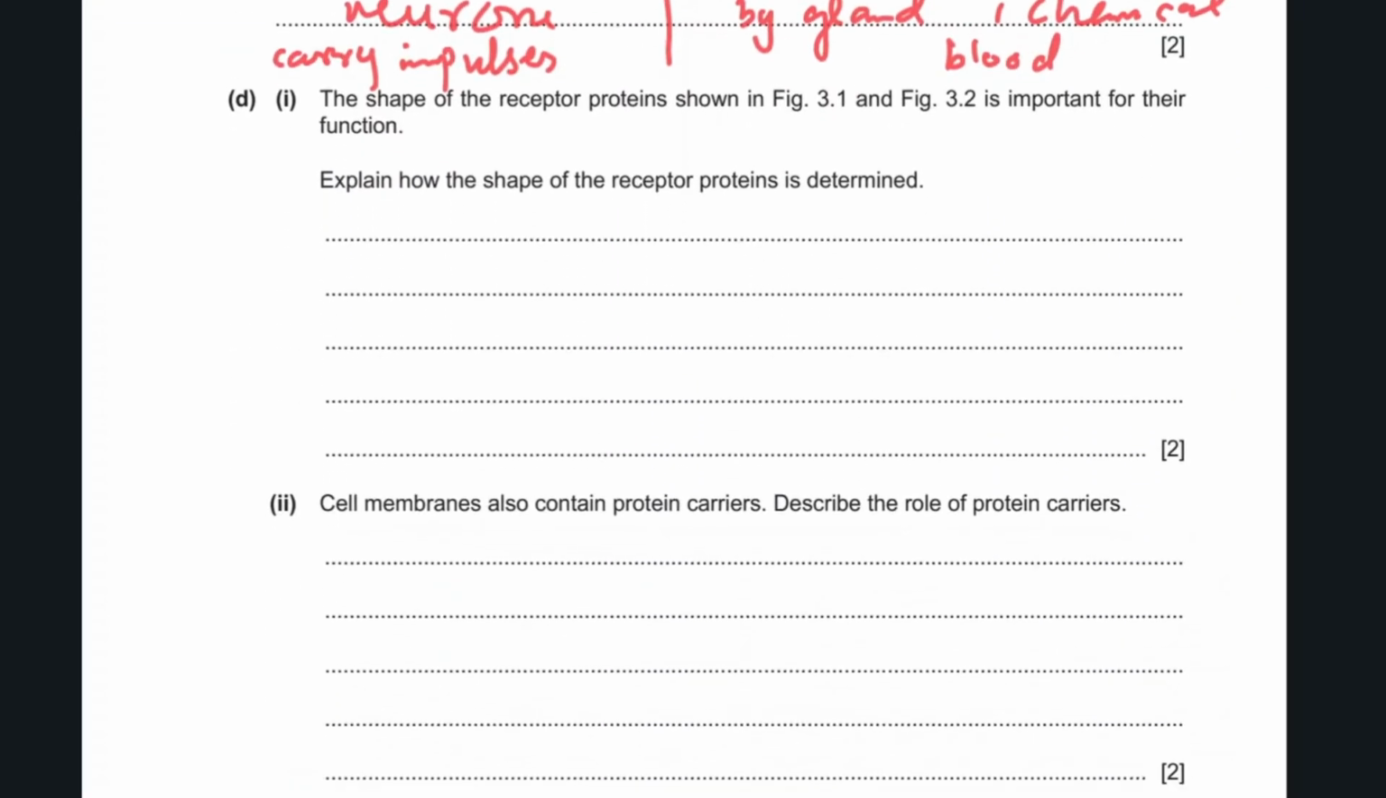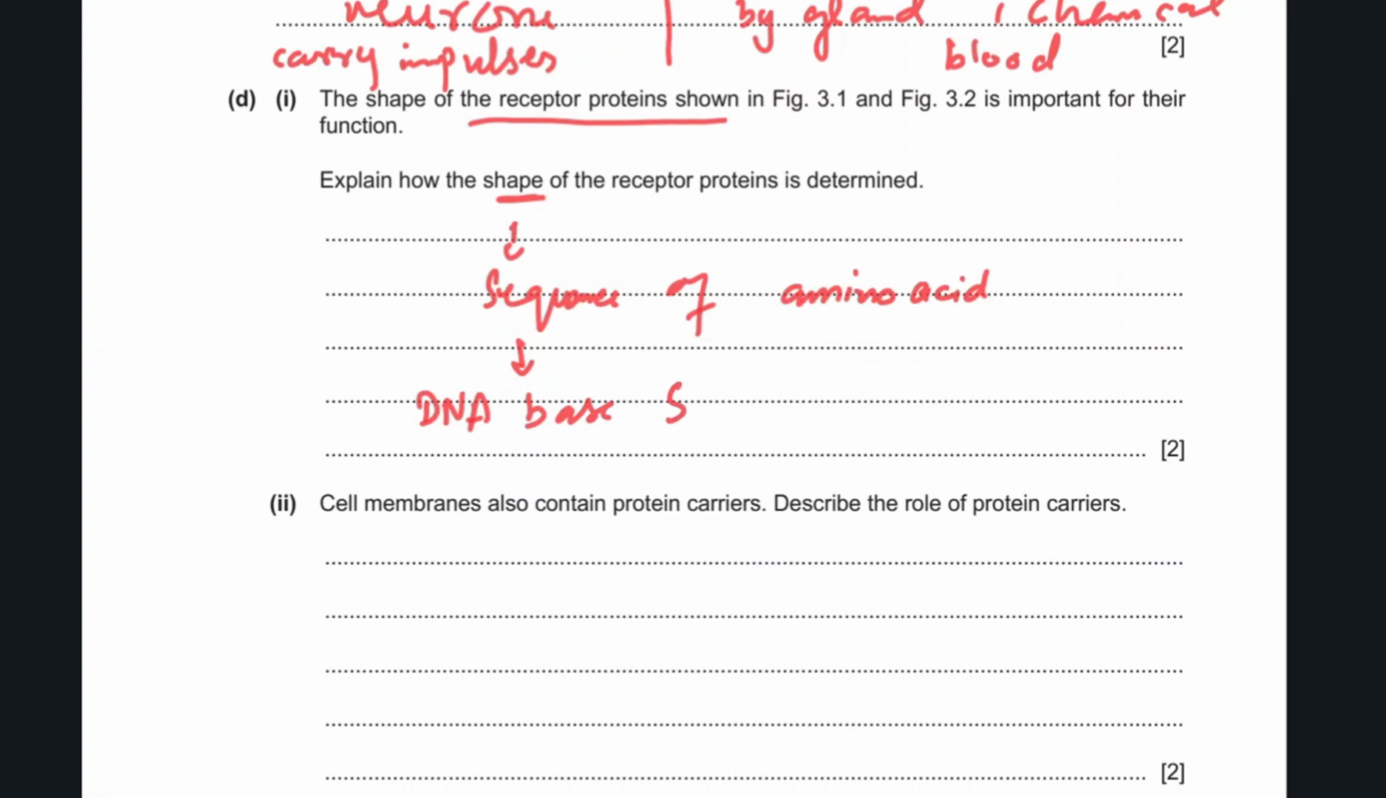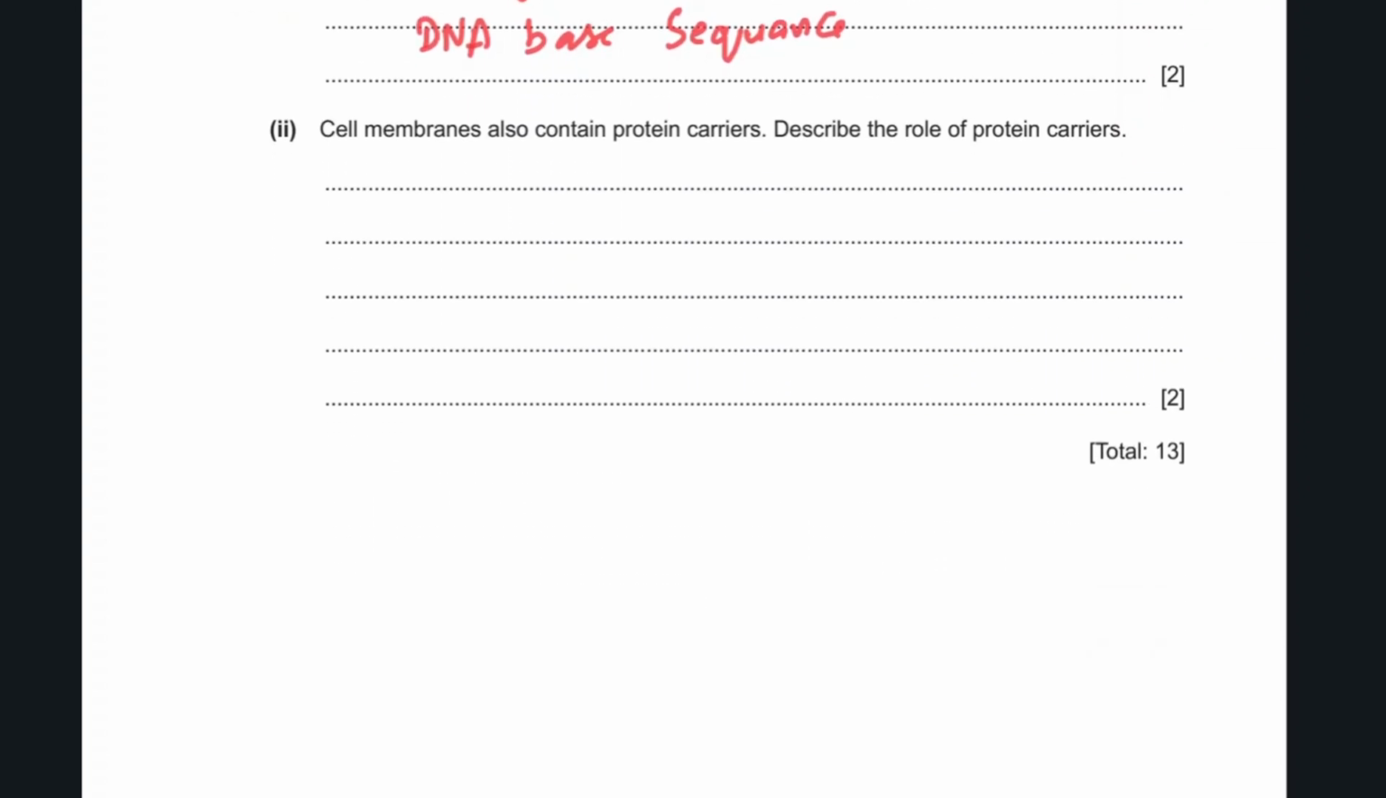Then, explain how the shape of the receptor proteins is determined. The shape of the receptor protein is determined by the sequence of amino acids, because different proteins are different because of amino acid arrangements. This amino acid arrangement is decided by the DNA base sequence, because in protein synthesis the DNA is copied by mRNA, and then a protein is synthesized according to that sequence.